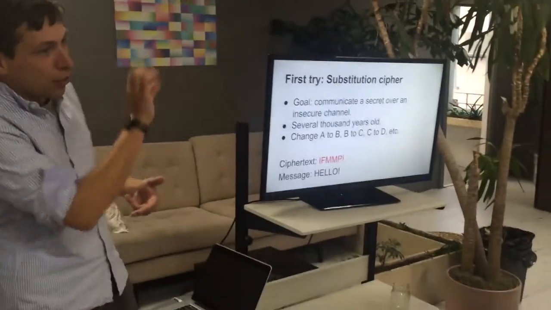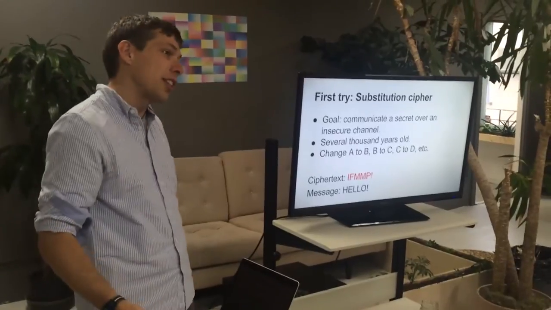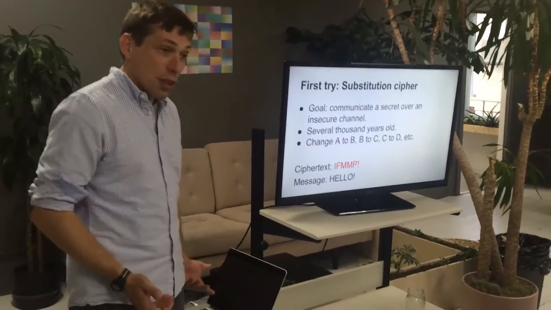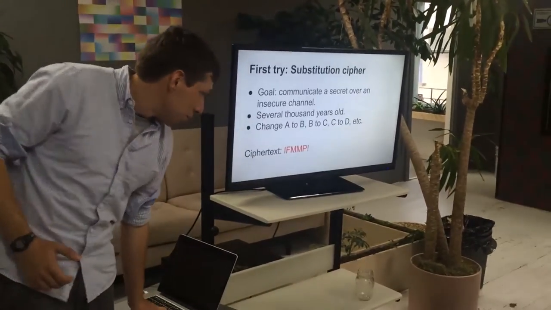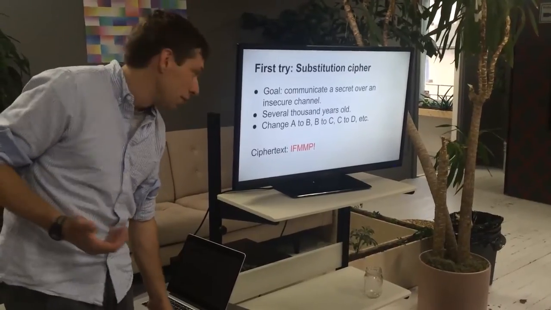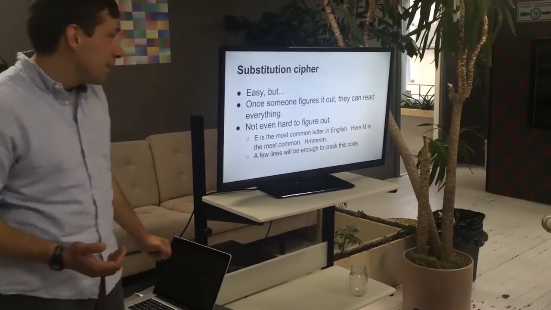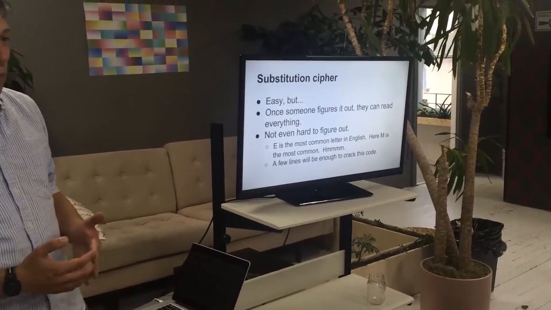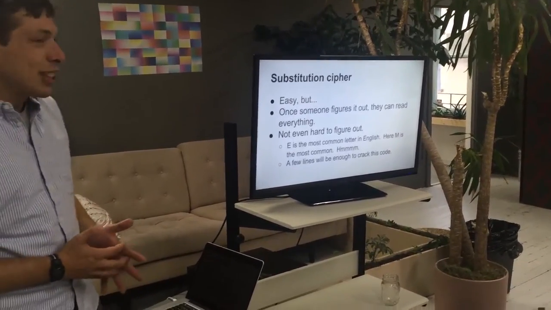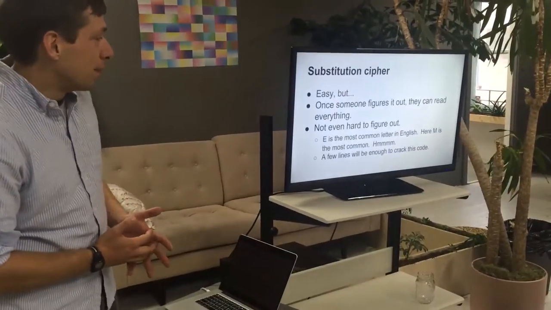If you want to go from message to ciphertext, you go forward a letter. If you want to go from ciphertext to message, you go back a letter. This works, right? You wouldn't know what that means. So this is a good crypto system. Unfortunately, once someone figures it out, they can pretty much read everything. And it's really easy to figure out.